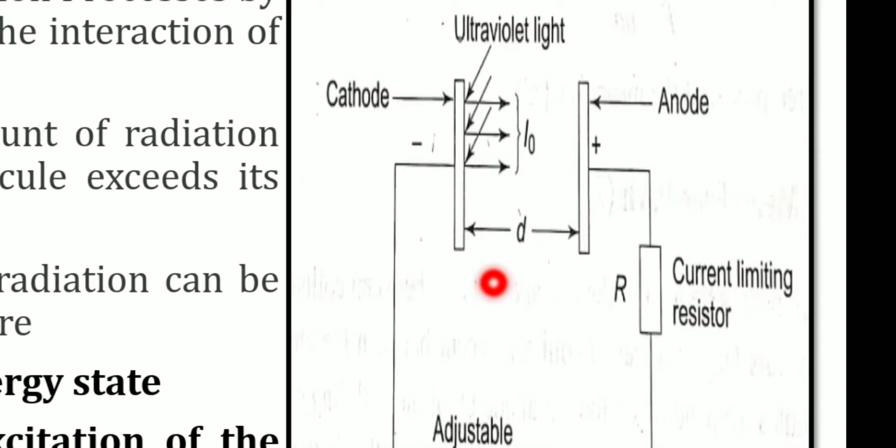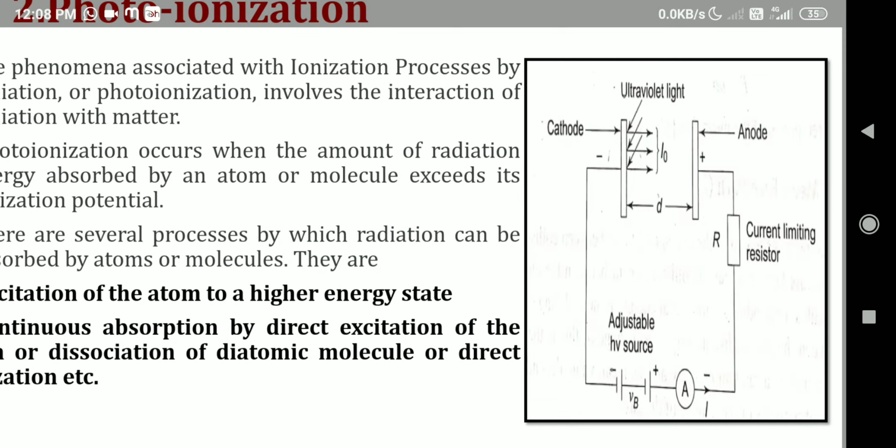Getting my point? Ionization potential is represented by V suffix I. If the energy absorbed by this electron exceeds the ionization potential, then only the photoionization process takes place. Getting my point?